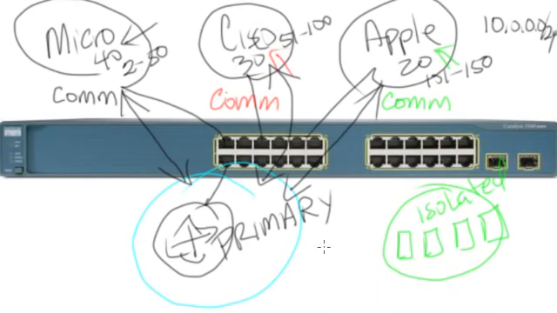The isolated VLAN, each of those devices in the isolated VLAN, they can communicate with the primary VLAN, and that's it. So there's no communication. Actually, red might even be a better color. So there's no communication between two devices that are sitting in the same isolated VLAN.